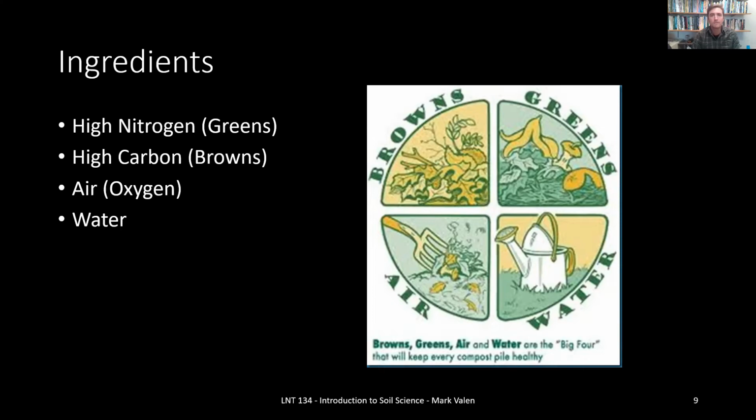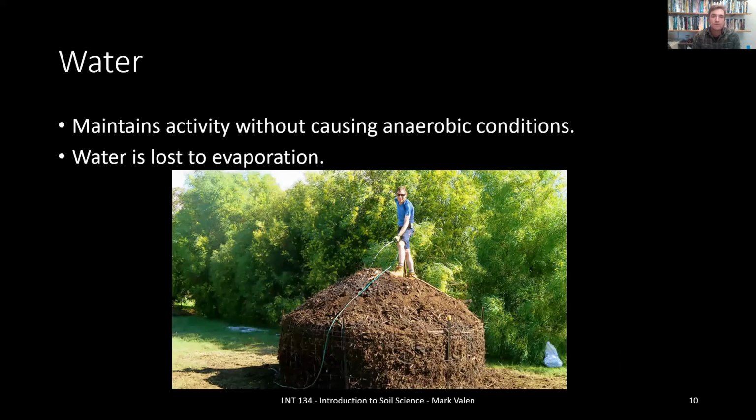And you want about a 50-50 balance of air and water in the pore spaces. And then you could play with the ratio of greens and browns, but you start out 50-50 and you adjust there as needed. So let's look at those ingredients in detail. First, we'll talk about water. Water is important. It maintains activity without causing anaerobic conditions.